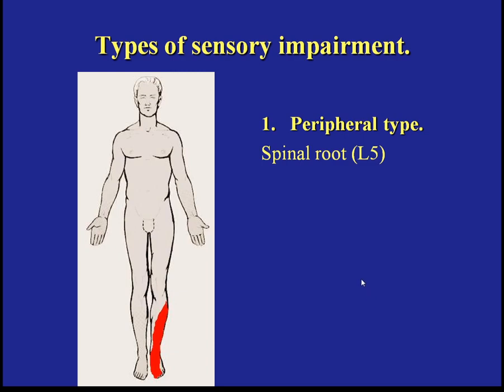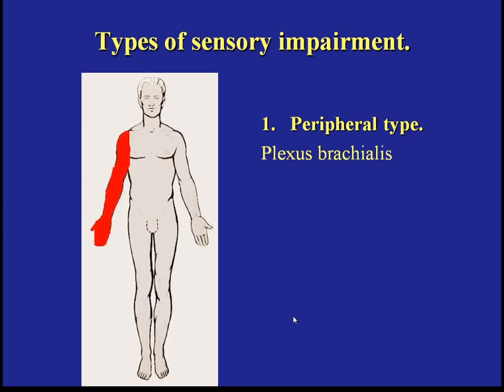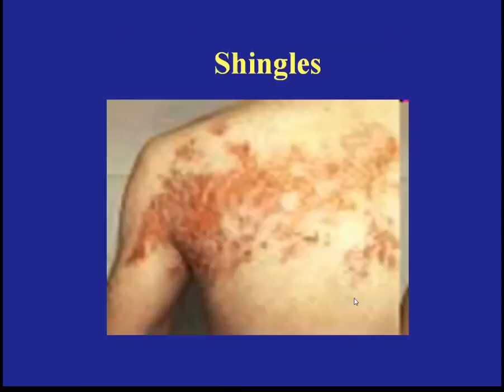In this picture, you can see spinal root L5 is damaged, and we also can have pathology of all sensory modalities in the autonomic zone of this root L5, in this case, innervation. This is peripheral type also. Brachial plexus is affected, and there is loss of all sensory modalities in the autonomic zone of this plexus innervation, like in the picture. A very interesting disease, shingles.